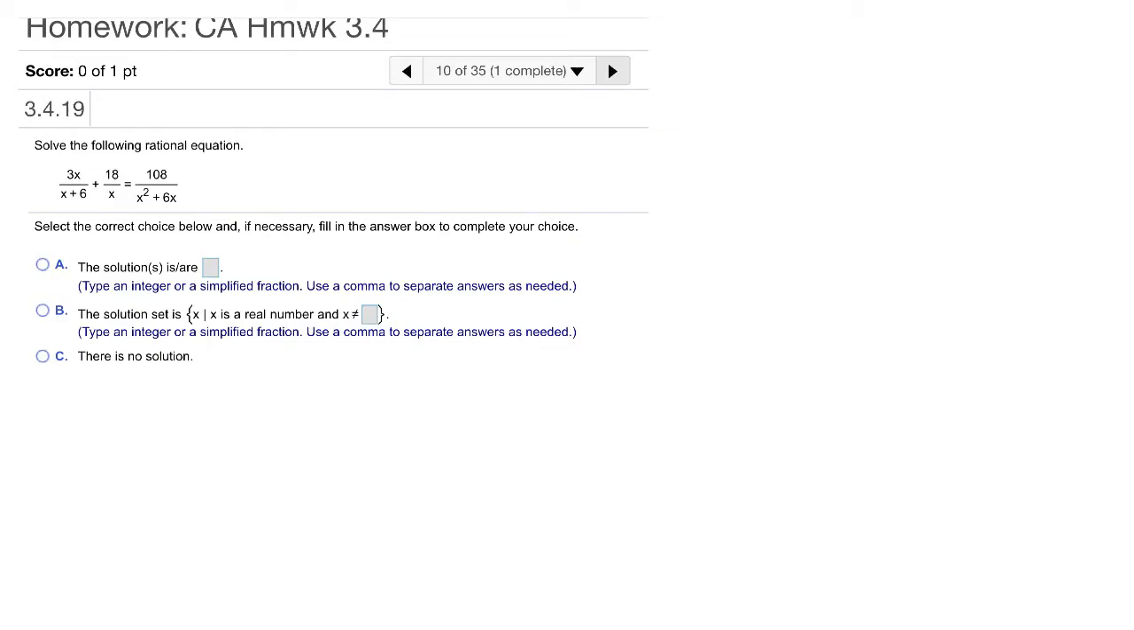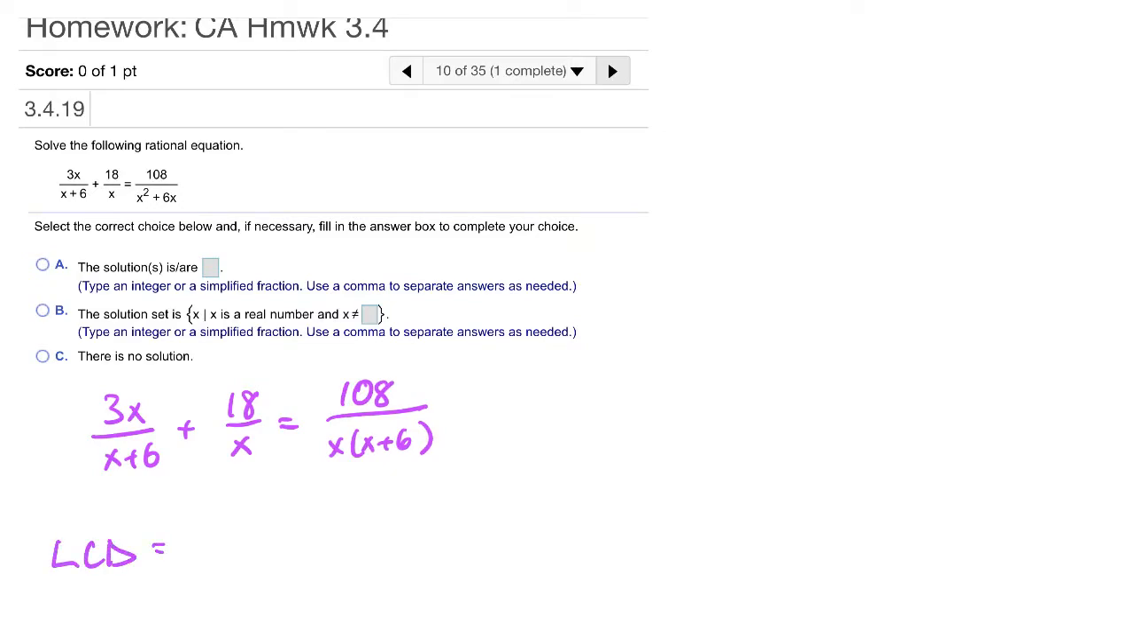Okay, so just like before, we find that common denominator and we clear all of our denominators by multiplying by that common denominator. So here I've got a denominator of x plus 6. I've got a denominator of x, and then on the right-hand side, I can factor that denominator as x times x plus 6. And so my LCD, my least common denominator, is just going to be x times x plus 6.